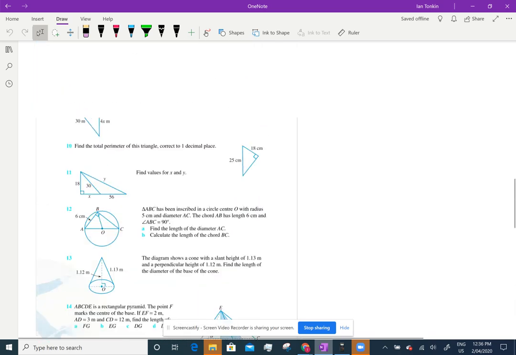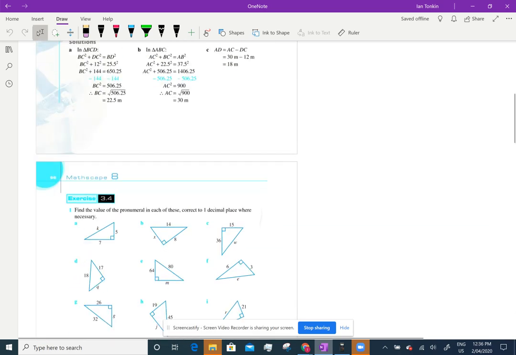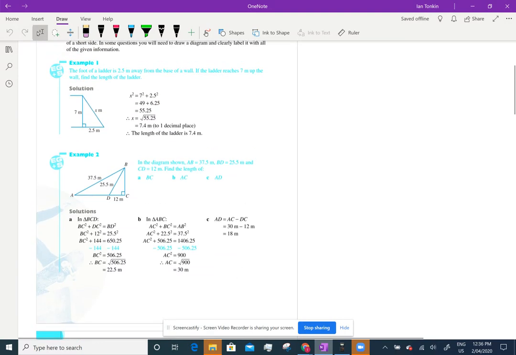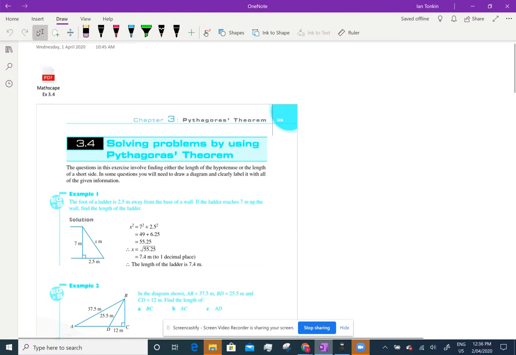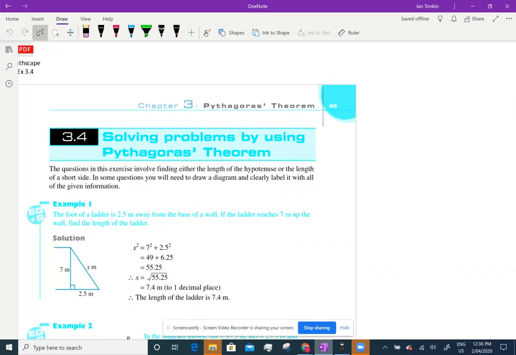Okay, year 8. I'm just going to go through a couple of the questions that I said in here. I'm not going to do them all, but solving problems by using Pythagoras' Theorem.